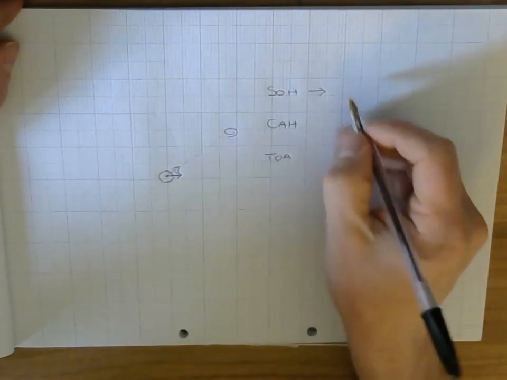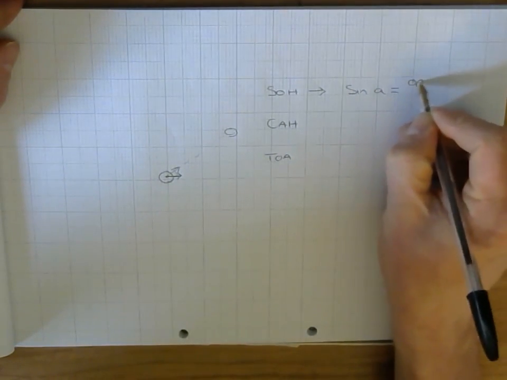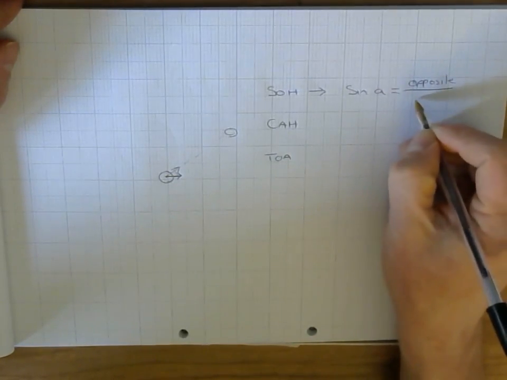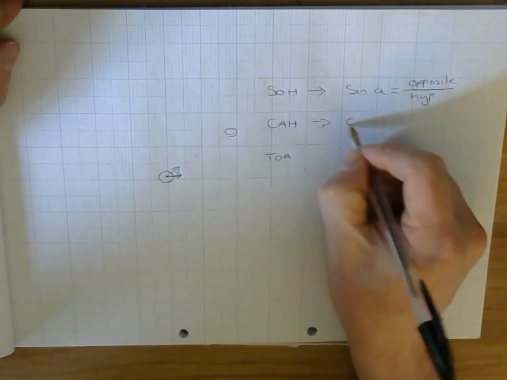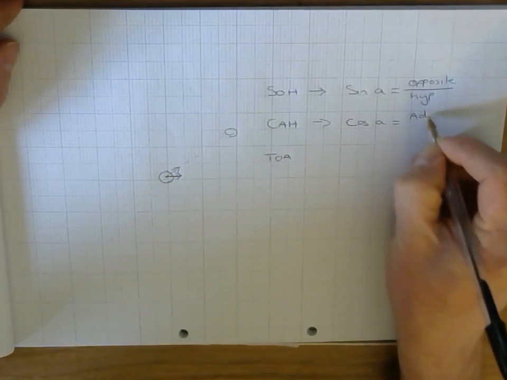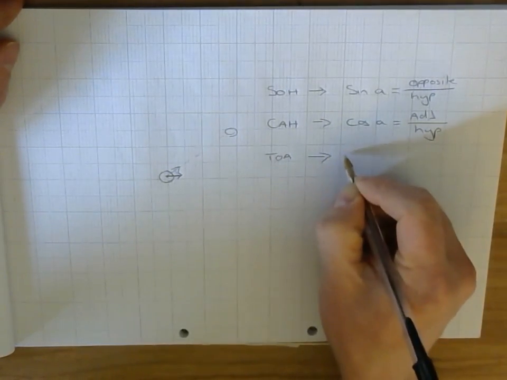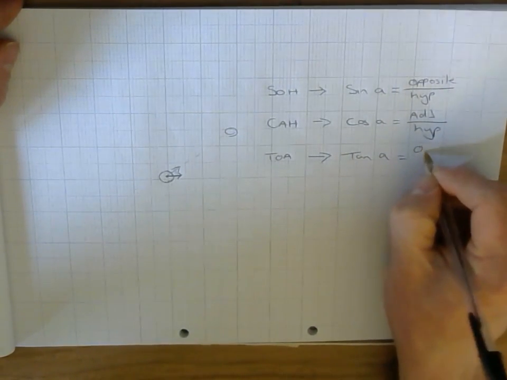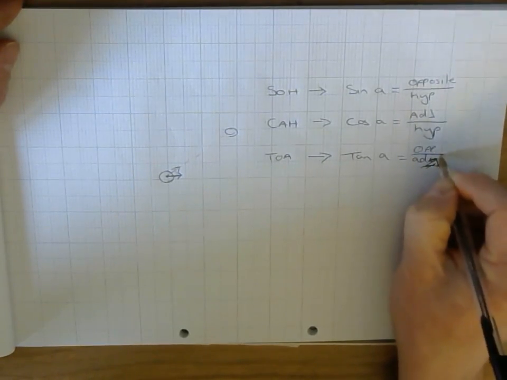Part of SOH CAH TOA means the sine of an angle is equal to the opposite over the hypotenuse. Let's abbreviate it to make it quick to write. CAH means the cosine of the angle is equal to the adjacent over the hypotenuse. TOA is the tangent of the angle equals opposite over adjacent.